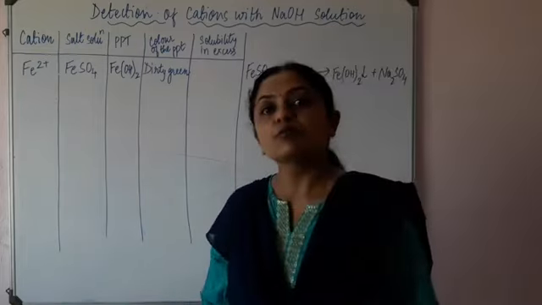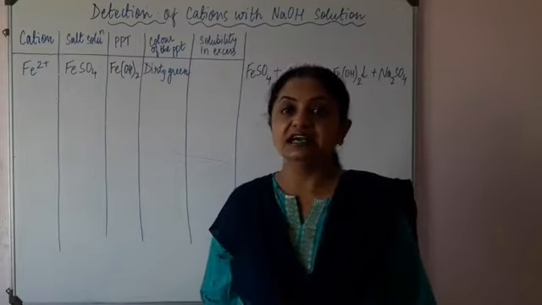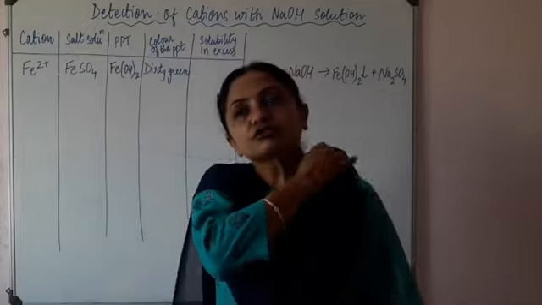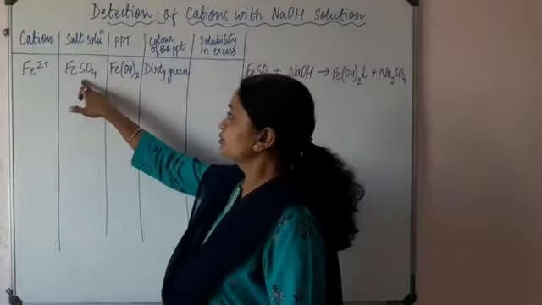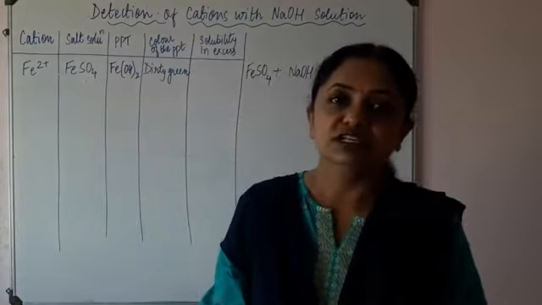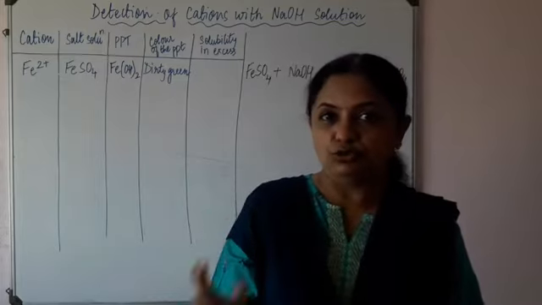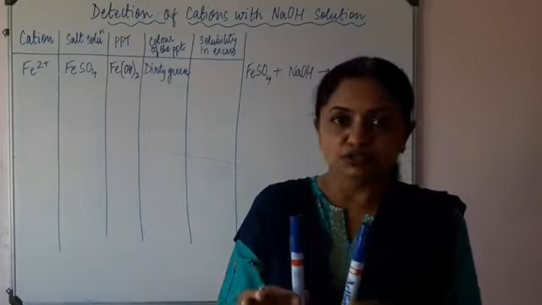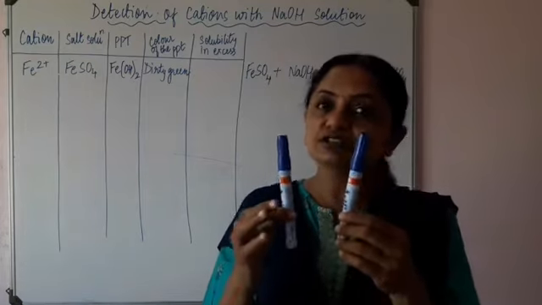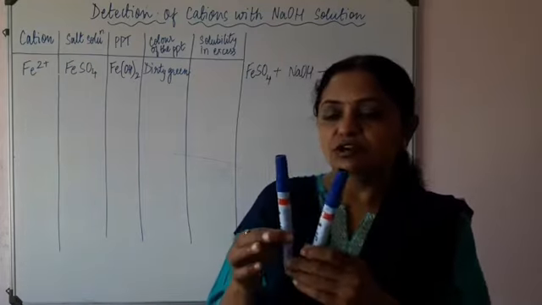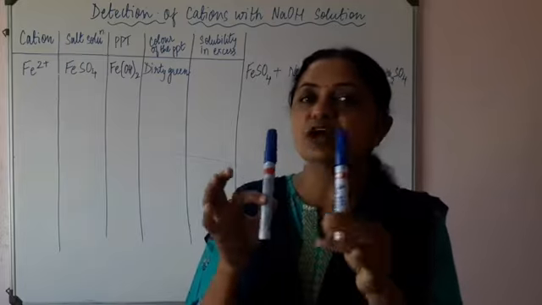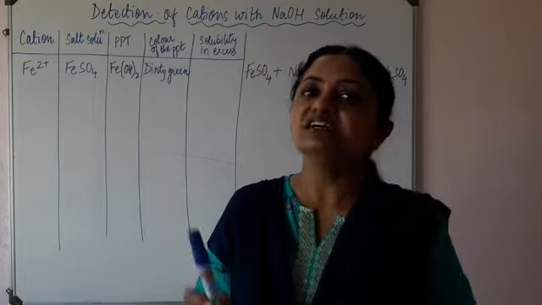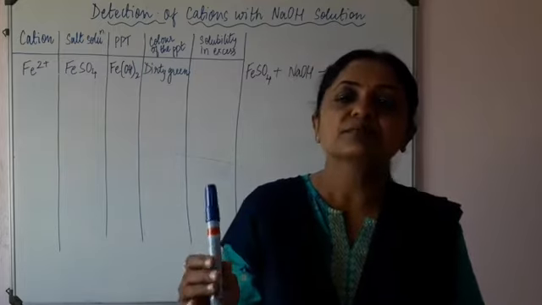First step over here, what will you do to detect cation? You will be given one unknown salt. So the first thing you will do is make the solution of this. Prepare ferrous sulfate solution. Now divide the solution in 2 test tubes. Imagine these are the 2 test tubes. In equal amounts, in both the test tubes you have ferrous sulfate solution. Now with one you will be using NaOH and in one you will be using NH4OH.